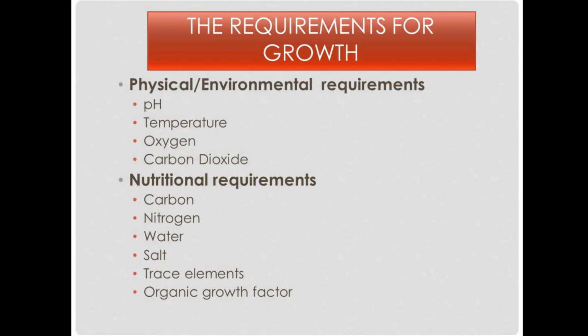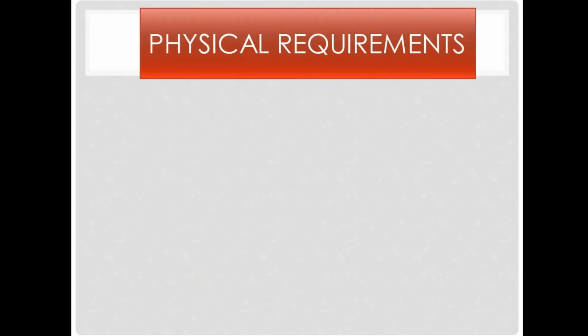For your physical or environmental requirements, your microorganism needs a certain pH. So, ano bang kailangang pH ng ating microorganism? Temperature, oxygen, carbon dioxide. While your nutritional requirements, you need carbon, nitrogen, water, salts, trace elements, and organic growth factors. Okay, let's talk about the physical requirements. When we talk about physical requirements, let's talk first about the pH.